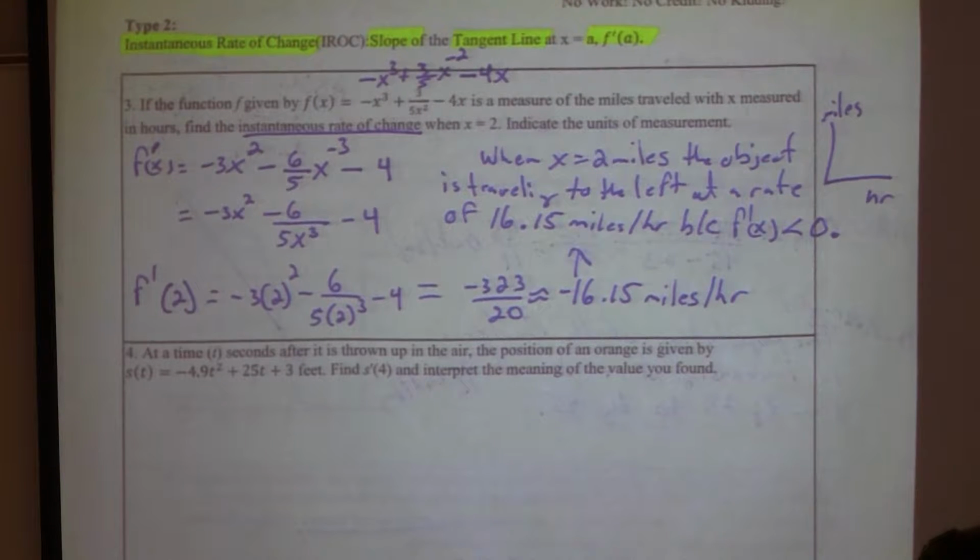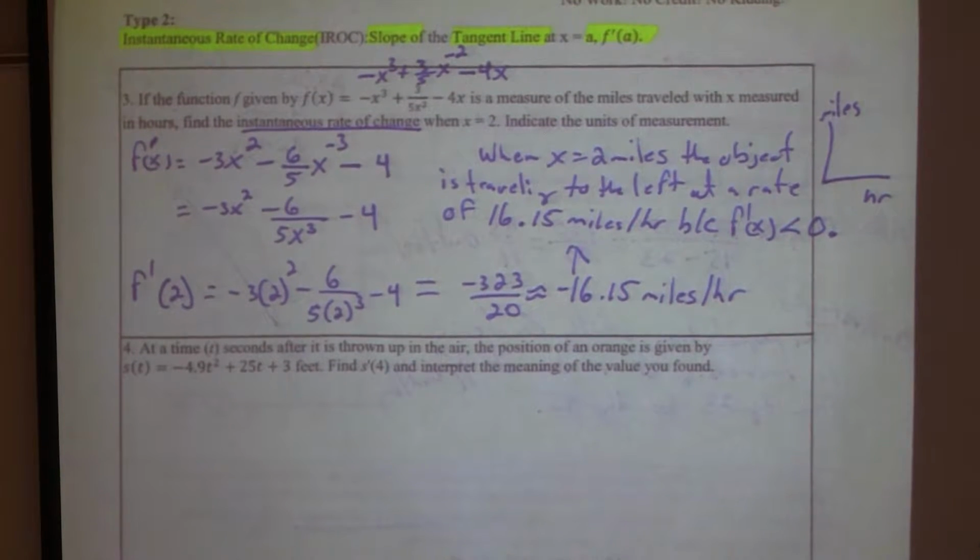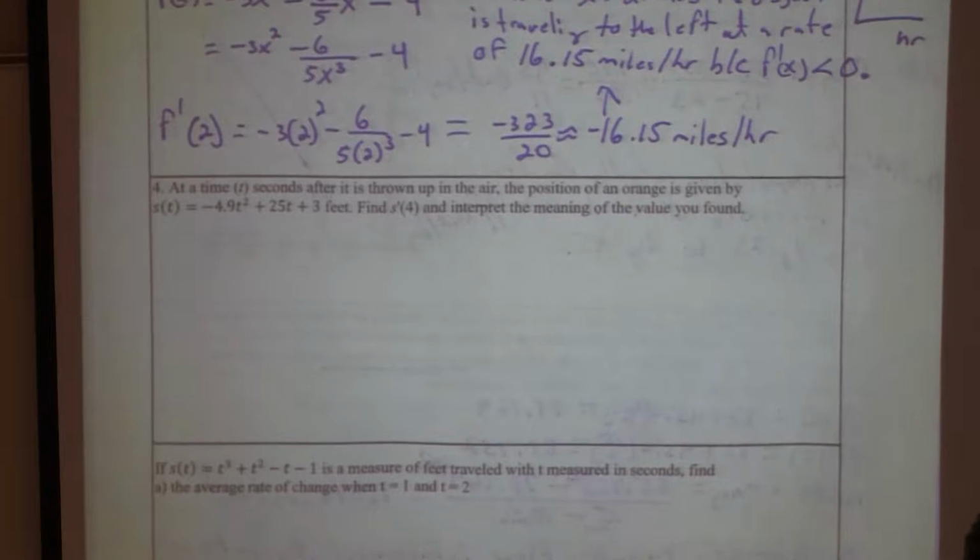How do I get instantaneous rate of change? First derivative, plug in the number. That's all you need to know. And understand how to write the units and what they mean. Okay? Let's try this one.